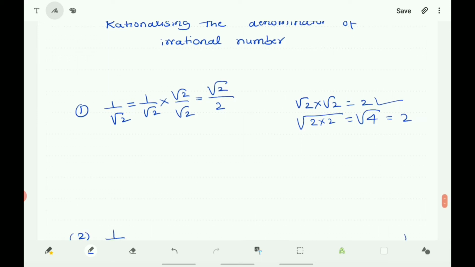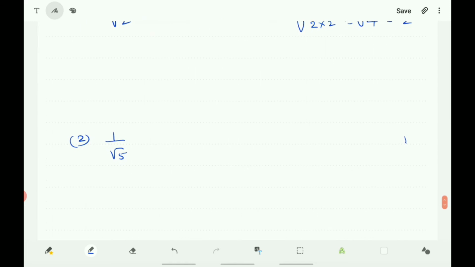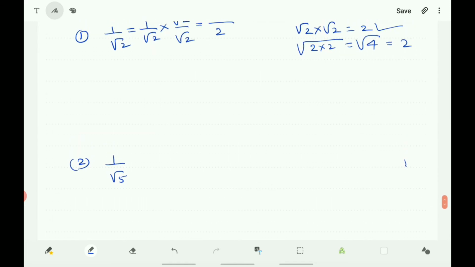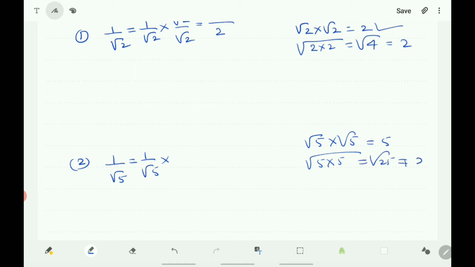Now let us take the second one, 1 by root 5. To convert root 5 into a rational number, it must be multiplied by root 5 again. Root 5 into root 5 is equal to 5. The same thing you can do: root 5 into 5 gives root 25, which is equal to 5. So you multiply both numerator and denominator by root 5 to have the same value.